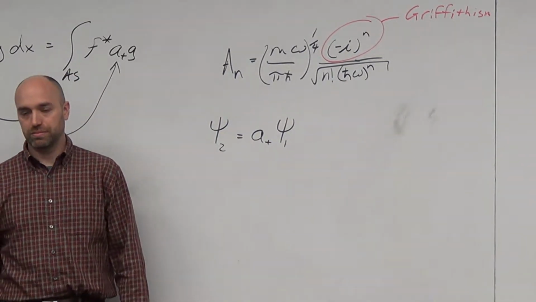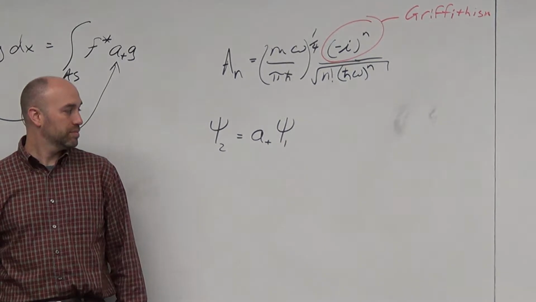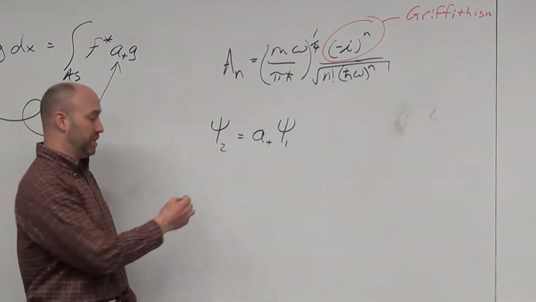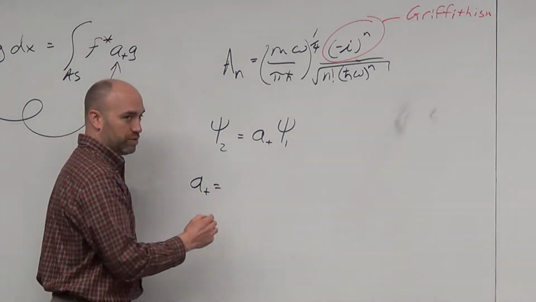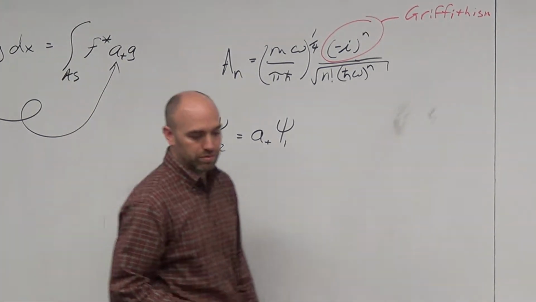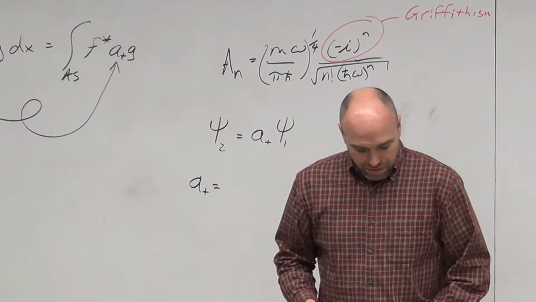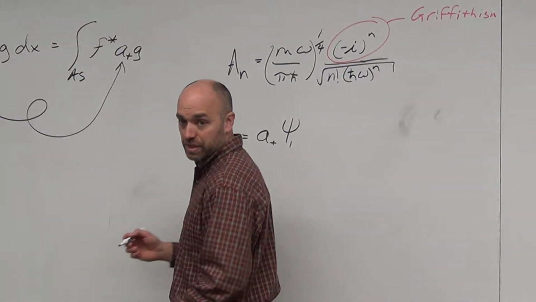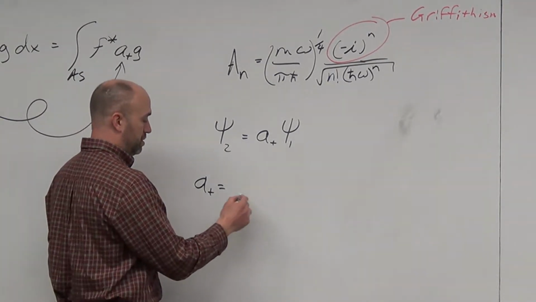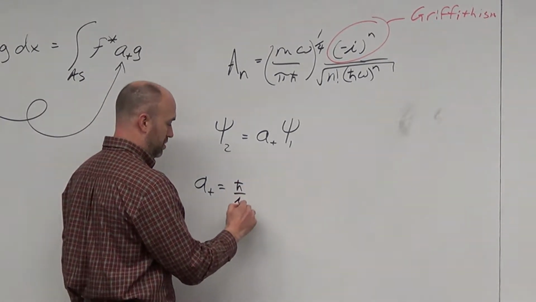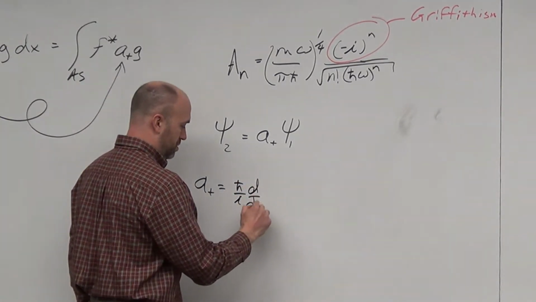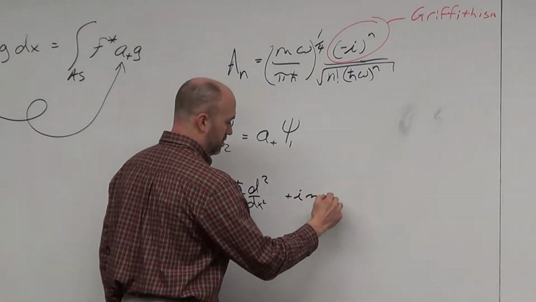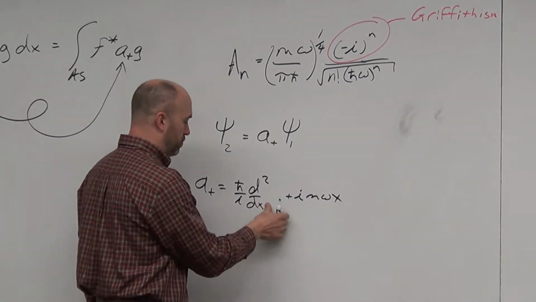That top one looks a lot easier. Oh, I didn't see that. And you know the ladder operator is just A plus is equal to, I forgot. H bar over i, second derivative, plus i m omega x. First derivative. I think it's first derivative. First derivative.